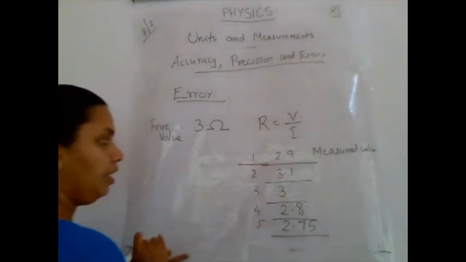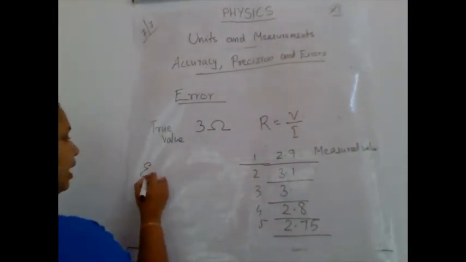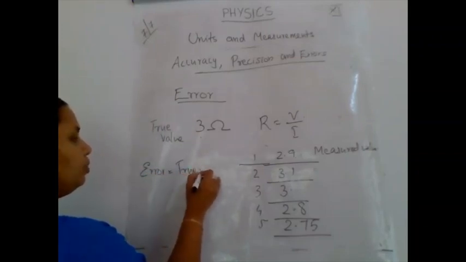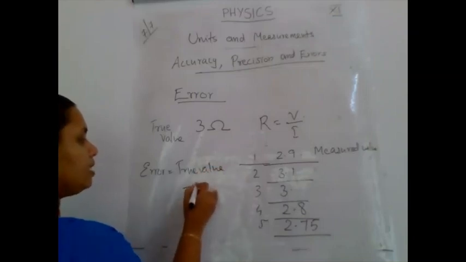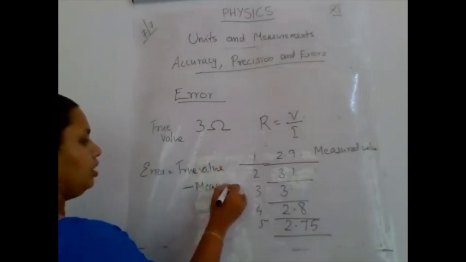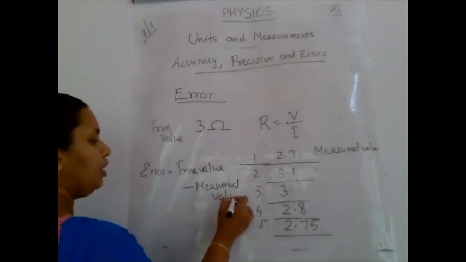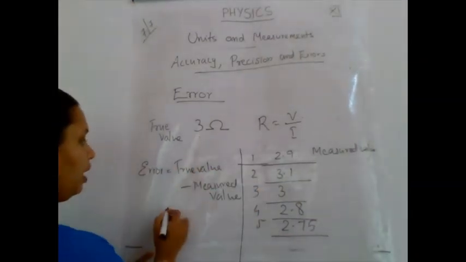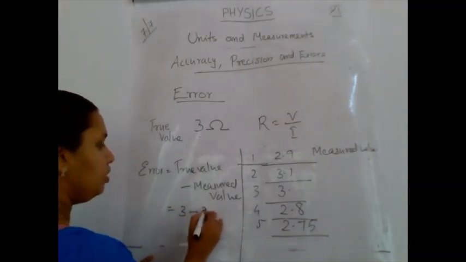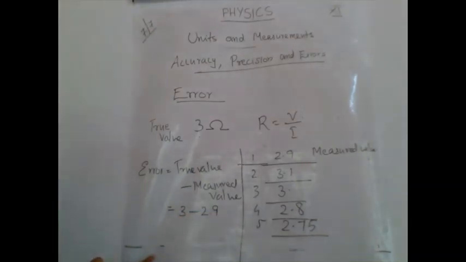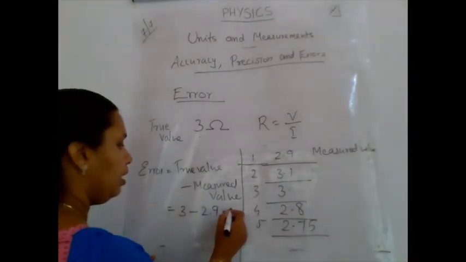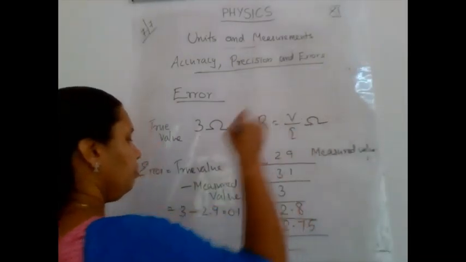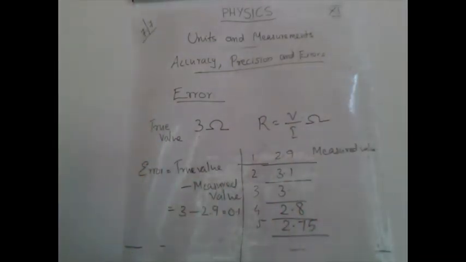So what will be the error in the first reading? In the first calculation, what is the error? Error is equal to true value minus measured value. True value minus measured value. So here, what is the true value? 3. 3 minus 2.9, isn't it? So what is the error here? It is 0.1 ohm. It's in ohm. 0.1 ohm is the error in the first measurement.